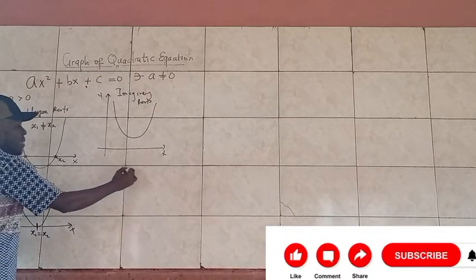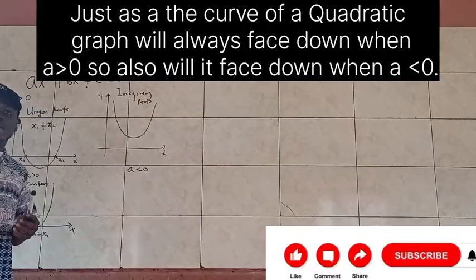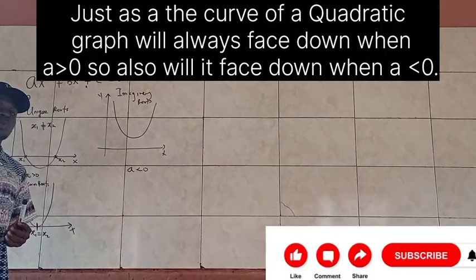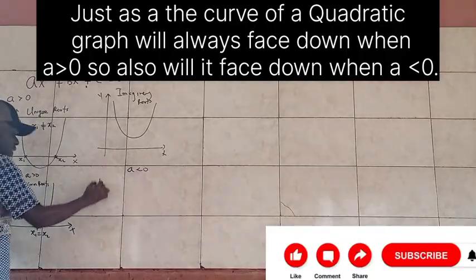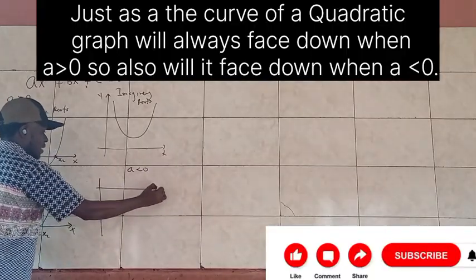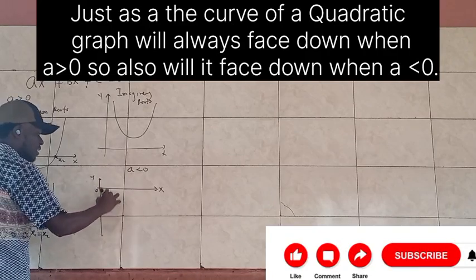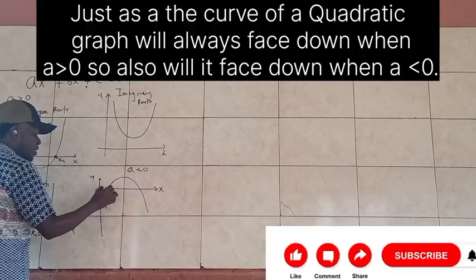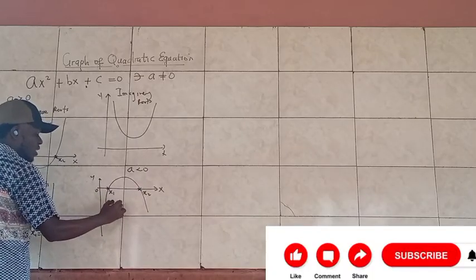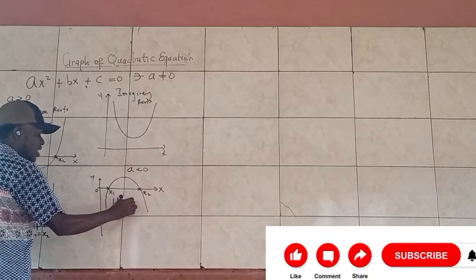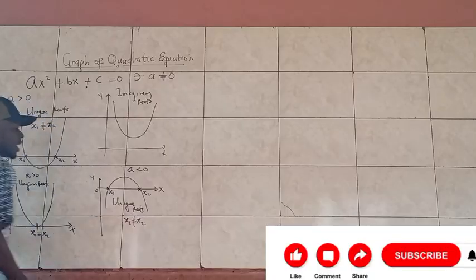Then, what of the case when my a is less than 0? In each case, whenever my a, which is the coefficient of x squared, is less than 0, my graph will always face down. So I'll have something like this: x-axis, then my y-axis, the origin, my graph is facing down. But this time it is cutting my x-axis twice, x1, x2, so it has what we call unique roots. Unique roots because my x1 is not equal to x2.